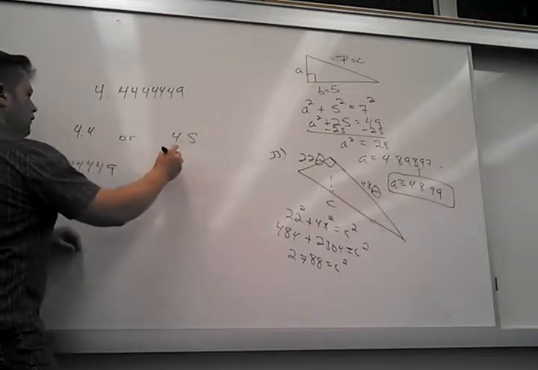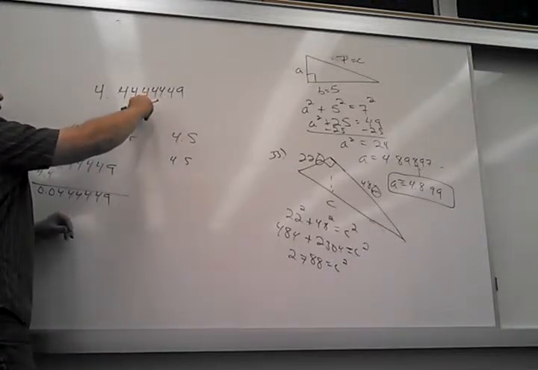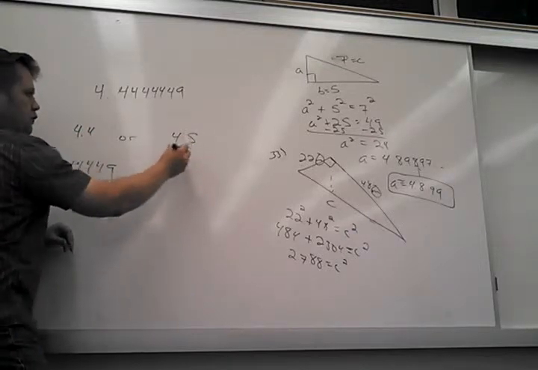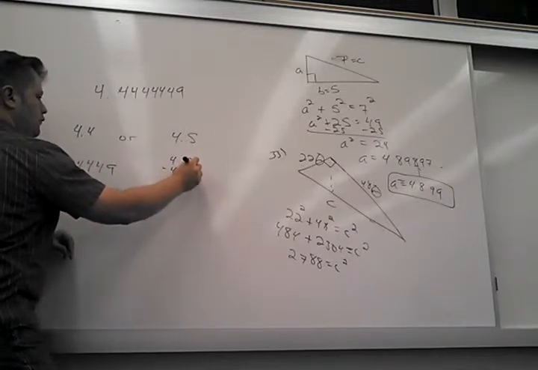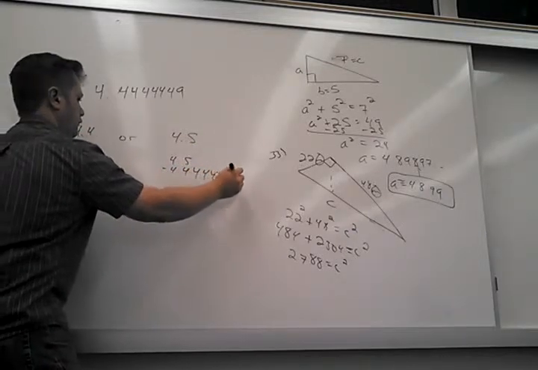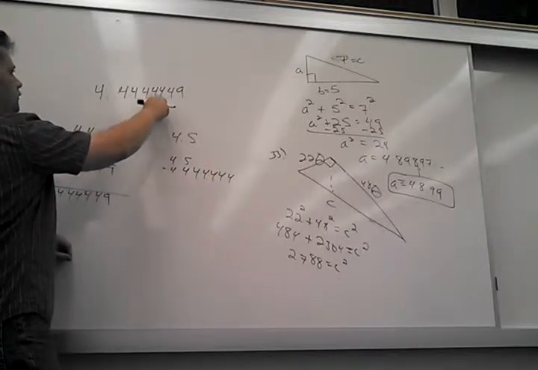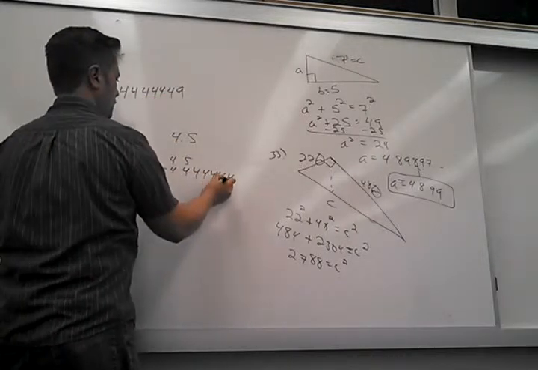And now I want to know how far away is that from 4.5. So what is 4.5 minus 4.444444? How many 4s are there? 1, 2, 3, 4, 5, 6. Good.